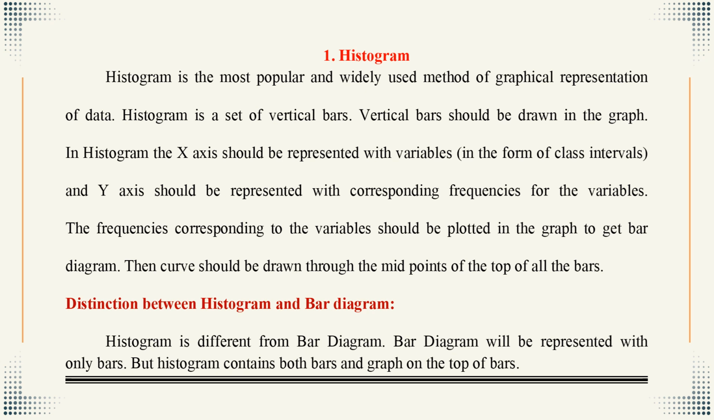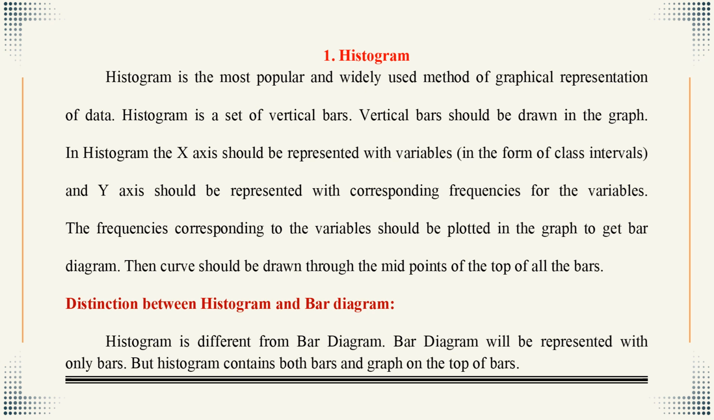First one is histogram. Histogram is the most popular and widely used method of graphical representation of data. Histogram is a set of vertical bars. Vertical bars should be drawn in the graph. In histogram, the x-axis should be represented with variables and the y-axis should be represented with corresponding frequencies for the variables. The frequencies corresponding to the variables should be plotted in the graph to get a bar diagram. Then a curve should be drawn through the midpoints of the top of all the bars.